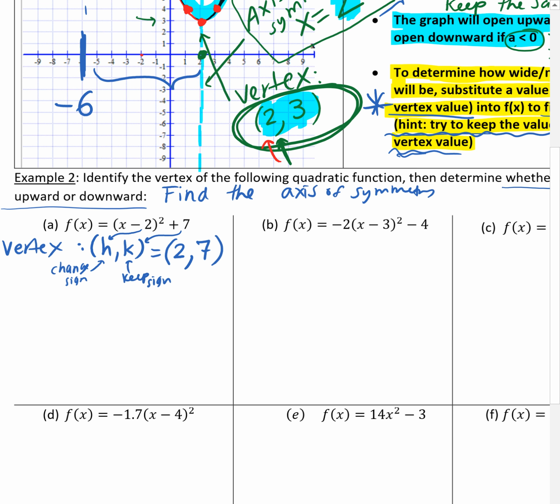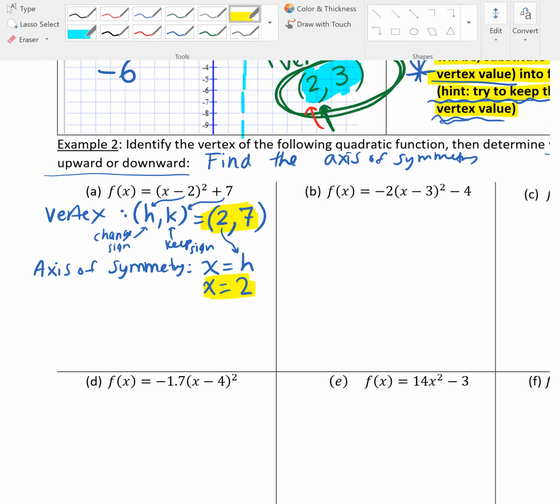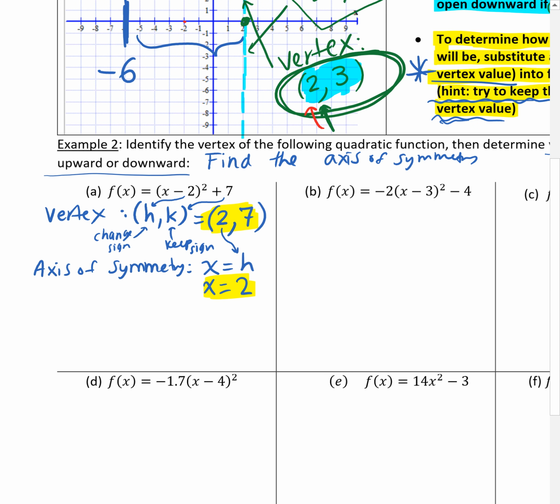And then, okay, they didn't mention this in the example, but I know they're going to ask this in the homework. The axis of symmetry, in that same first bullet point, they said the axis of symmetry is just x equals h. So all I have to do is say, well, h is the x value of the vertex, so it must be x equals 2. And that's it. So really, once you have the vertex, the axis of symmetry is easy. It's just x equals the x value of the vertex. Easy peasy.